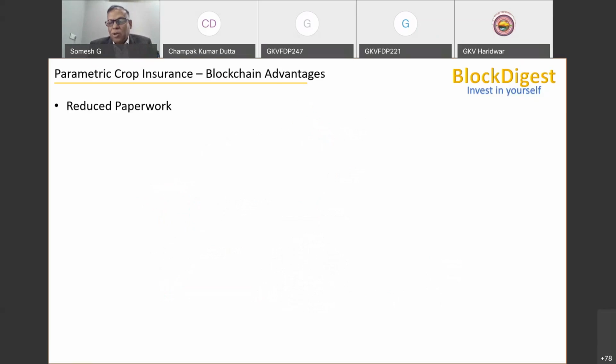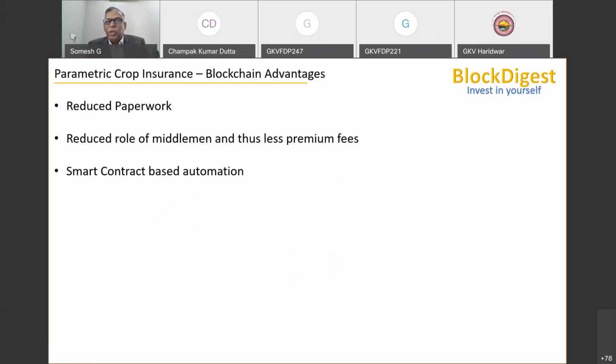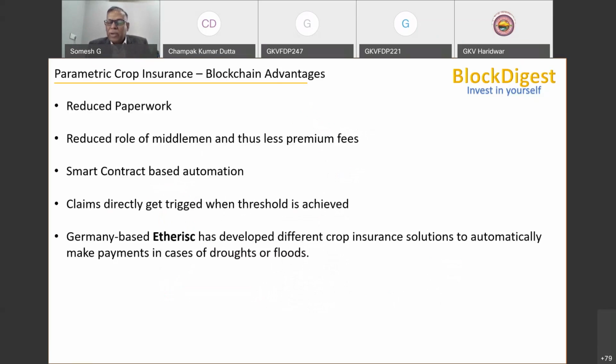The advantages are obvious: reduce middlemen, reduce paperwork, great amount of automation. For example, Germany-based EtherISK company, Ethereum-based crop insurance solution, it has developed for automatically making payments in case of droughts or floods.